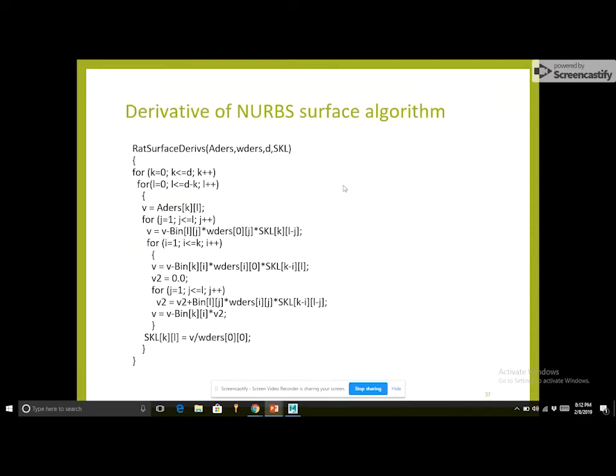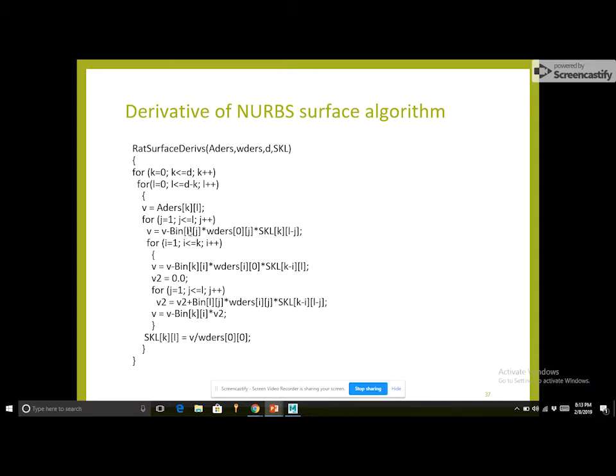Now we have an algorithm. Here this algorithm is used to compute the point S of u comma v and its derivatives. Let us assume that u comma v values are fixed in S of u comma v, and the derivatives of a k comma l and w k comma l are computed and loaded into the arrays a dash and w dash. So for this algorithm, a dash, w dash and d are the input parameters and skl is an output parameter.